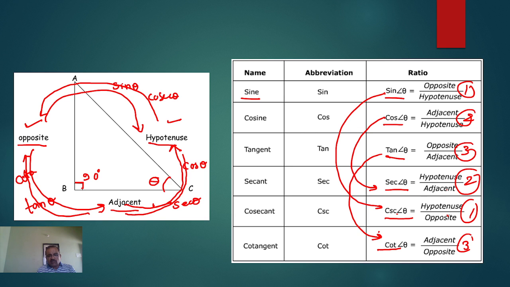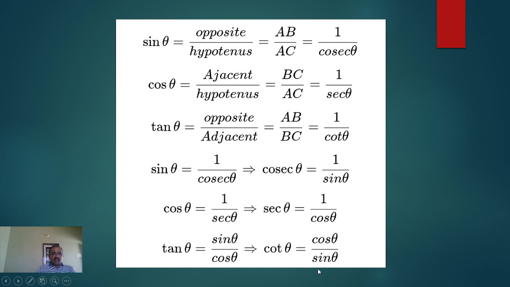They are 6 in number, and the abbreviations are sin for sine, cos for cos, tan for tan, sec for sec, csc for cosec, and cot for cot. These happen to be the 6 trigonometric ratios. They are well defined. We have got the 6 trigonometric ratios.